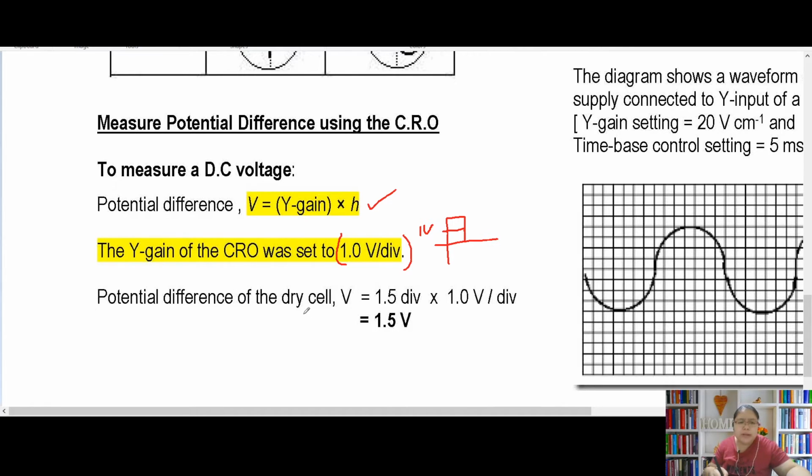So, the potential difference of the dry cell. Now they're using the dry cell. There's 1.5 divisions. 1.5 divisions is actually how many volts? So you just take this one: 1 division is 1 volt. So 1.5 means 1.5 volts. So this is the info brought by the Y gain.